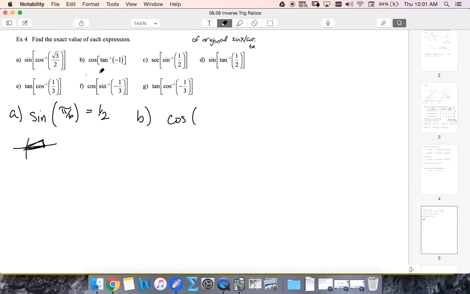Cos of tan inverse of -1. Well, for my tangent graph, I'm thinking the negative value down here. So that's going to be cosine of negative pi over 4. Cosine of negative pi over 4 is this positive x value. That's root 2 over 2.